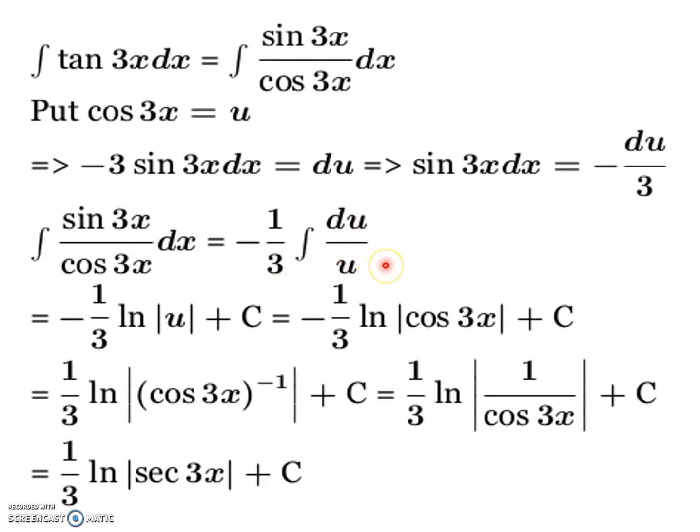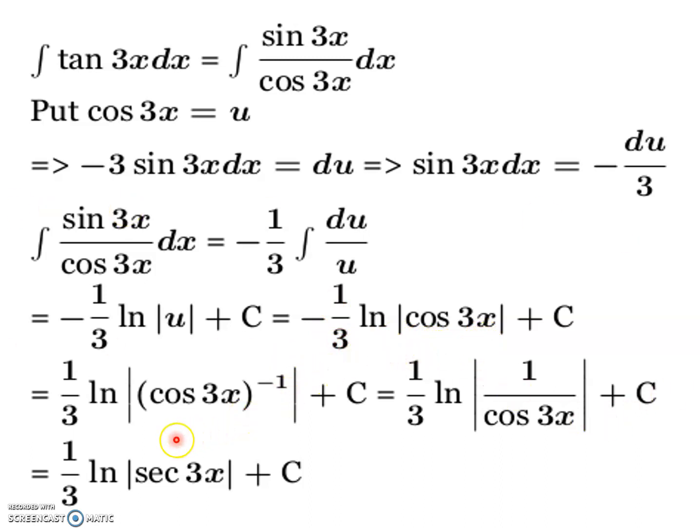we have to resubstitute the value before. We know that the integration of 1 upon x is log x. That's why minus 1 upon 3 ln u, meaning log u. We resubstitute the value of u as cos 3x. So we derive the final answer: minus 1 upon 3 log cos 3x plus c.